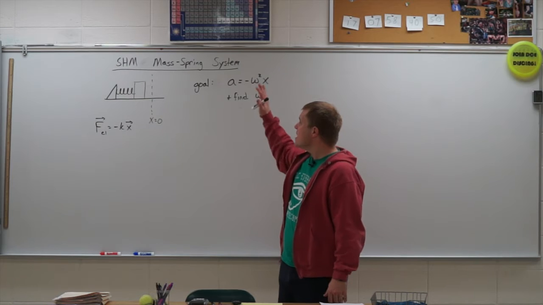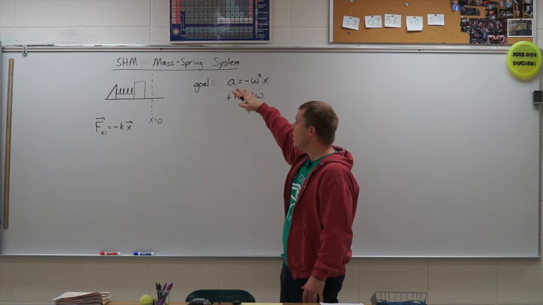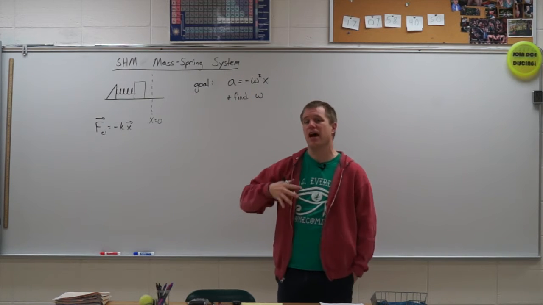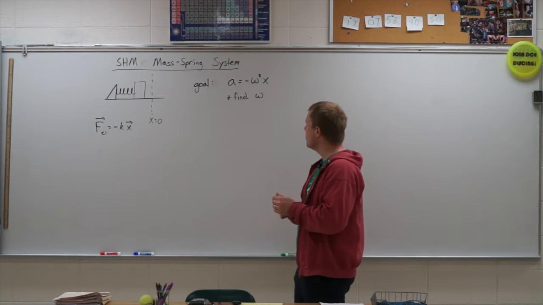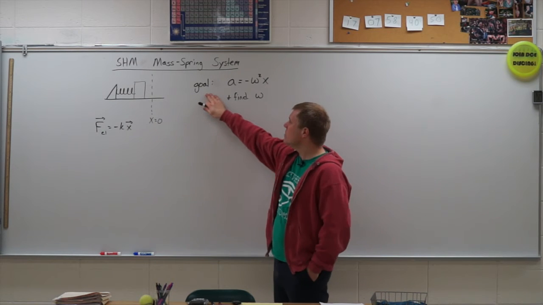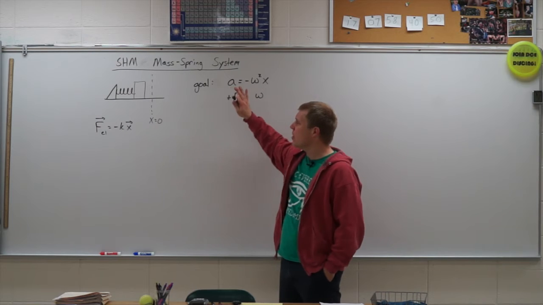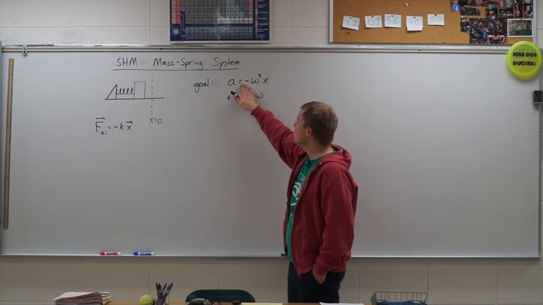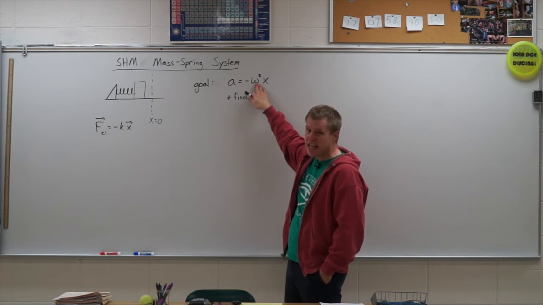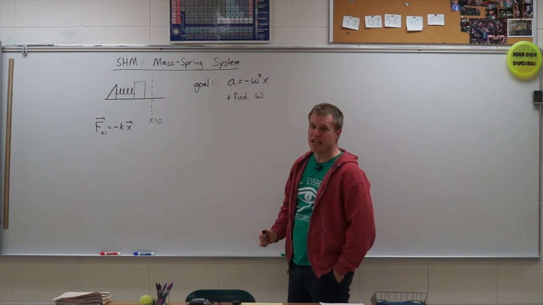All right, we are going to look at the simple harmonic motion system of a mass spring system and how to set up that type of problem. So our goal is we want to get into a format of acceleration of our block on our spring is equal to negative omega squared, which is our angular frequency, times x.